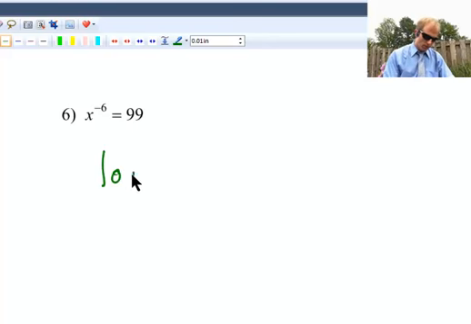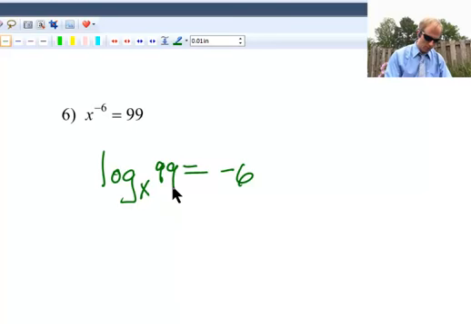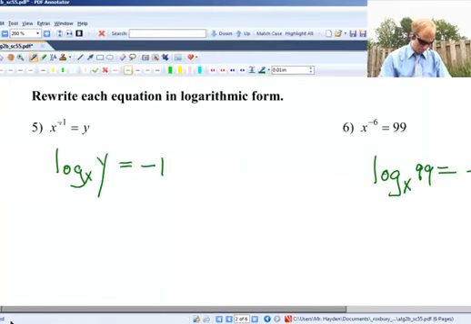This one follows the same model. In fact, they all do. The base here is going to be x. The exponent is negative 6, so that's what I put in for the log on the right side of the equation. And the argument is going to be 99. Alright, moving on.